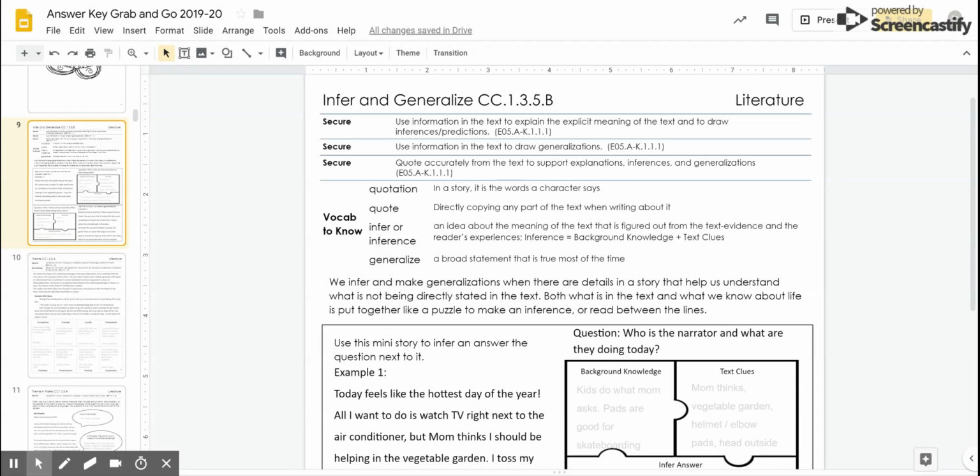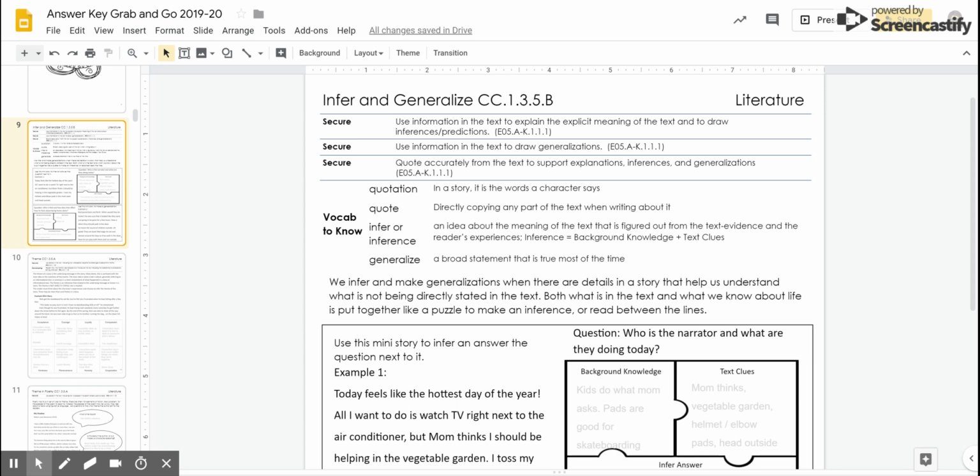We're going to open up to page 9 in the Grab and Go and work on Infer and Generalize. And this is a literature skill. So we're looking at stories and the skills that we need to have secure as 5th graders. We need to use information that's in the text to explain the explicit meaning of the text and to draw inferences and predictions, which means you need to not only be able to say, this is what is on the page, but also be able to take what is on the page, read between the lines, and understand things that the author does not come right out and directly state.